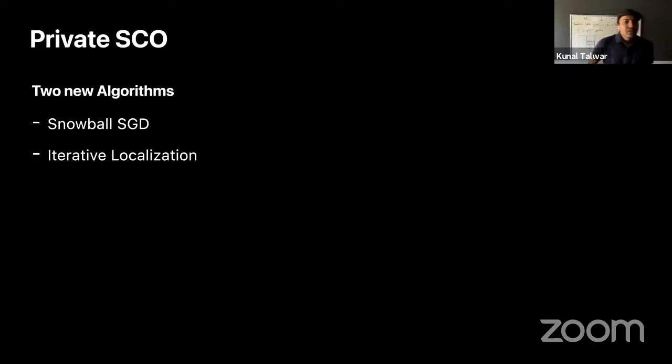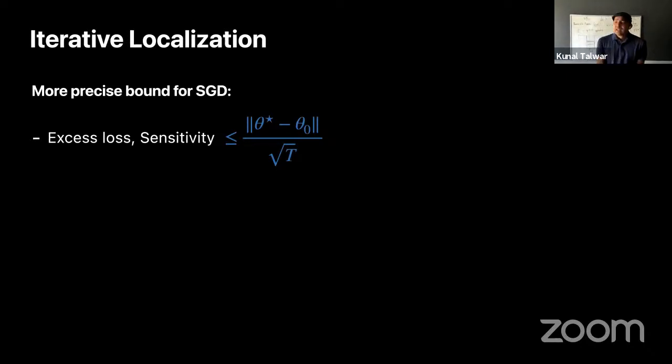So that's all I'm going to say about this algorithm. Let me say a little bit about the second approach that we call iterative localization. As I said earlier, we were assuming that this convex set K has diameter 1. If you look a little bit more closely at SGD, instead of this diameter, we can actually think of the gap, the L2 distance between the starting point and theta star. The excess loss as well as the sensitivity of SGD is roughly this gap over square root t.